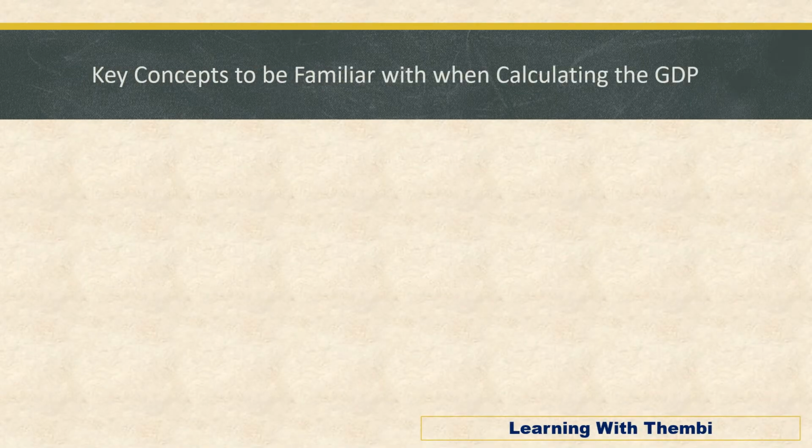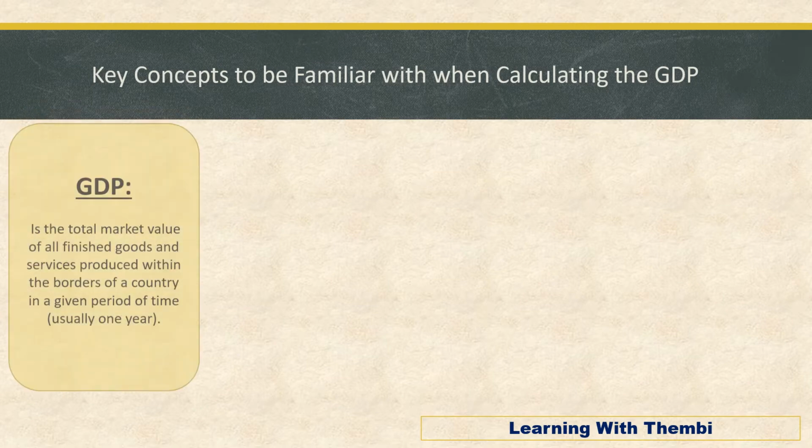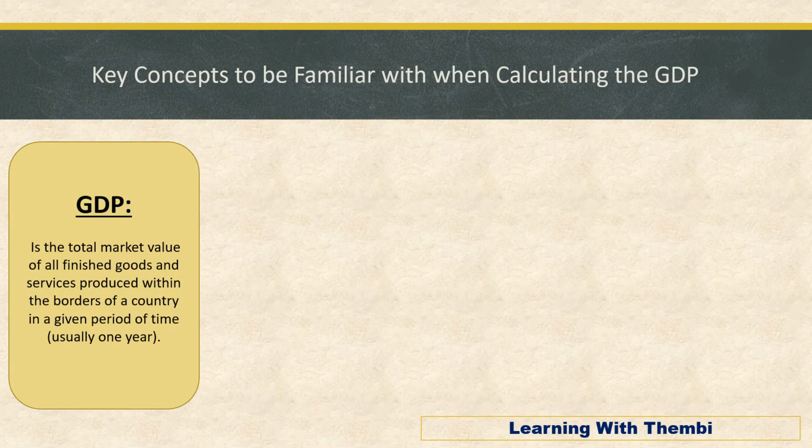Now, in our approach to calculate the GDP, there are key concepts that I would like us to familiarize ourselves with. The first one being the GDP itself. I am bringing that up to ease the confusion that may exist between the GDP and the GNP. Like we have already said, the GDP is the total market value of all finished goods and services produced within the borders of a country in a given period of time.